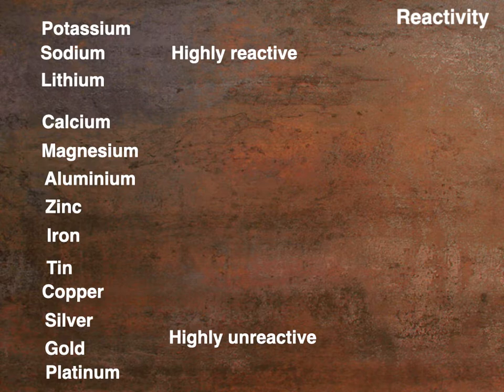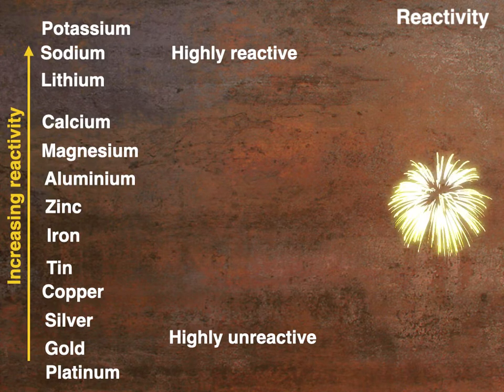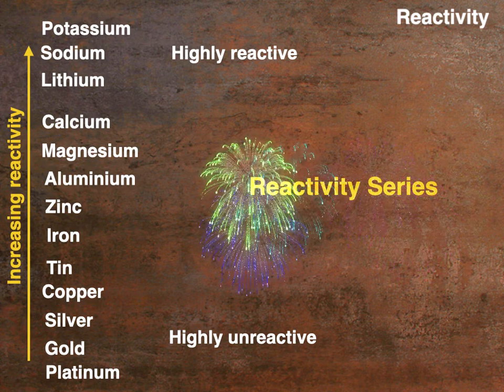Now, these metals have different reactivity, and we could organise them in order of how reactive they are. In fact, that's what I've done. As we go up that list, the metals are getting more and more reactive. I've written these as what we call a reactivity series.